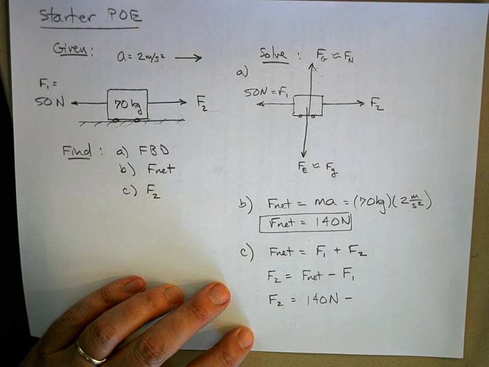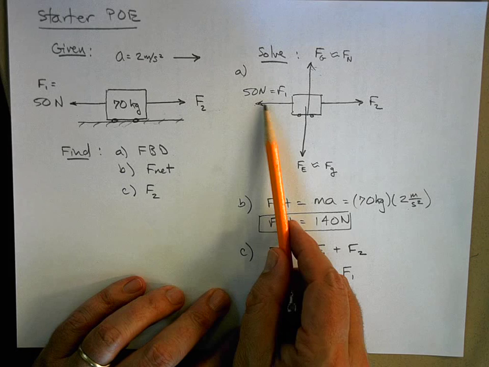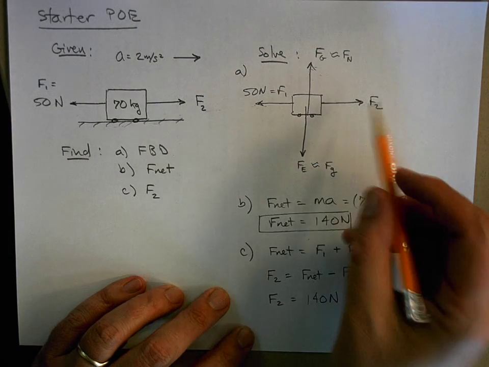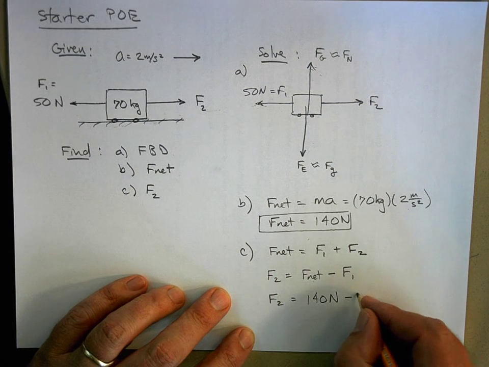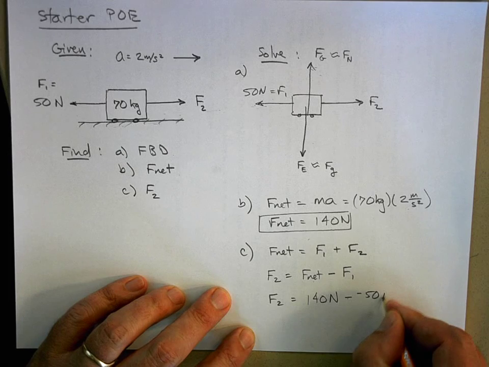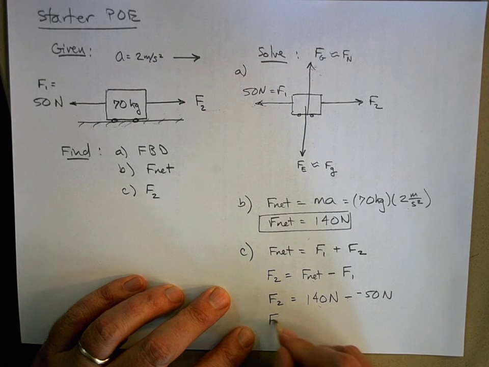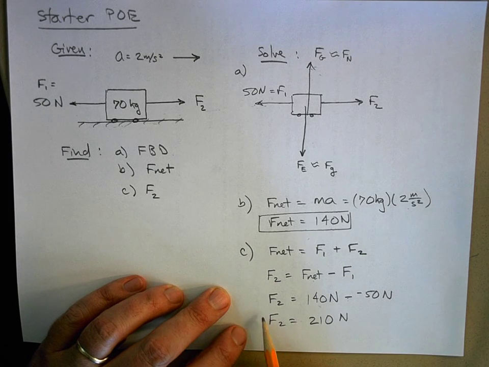minus, now here's the trick. Here's a little tricky part. I told you this is 50 newtons, but what direction is it in? It's to the left. So if we say that to the right is positive, to the left is negative. So really it's minus negative 50 newtons. And what happens when you subtract a negative number? It's like adding. So F2 is going to be equal to 210 newtons. So you really got to pull on it.